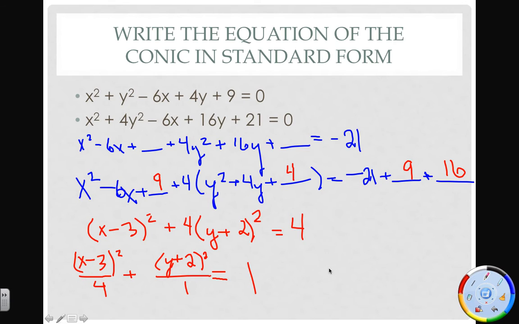And here we have an equation. And you might be wondering, what's the equation of? Well, I'm glad you asked because it's something we need to know. Because it's a plus sign, it tells me that it's an ellipse. Okay? Tells me that it's an ellipse automatically.